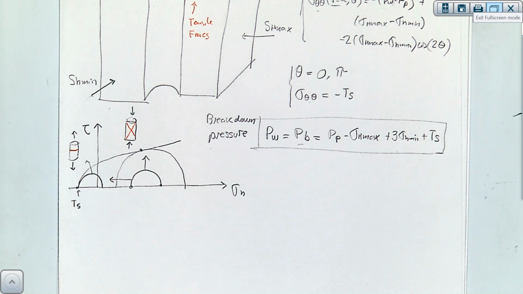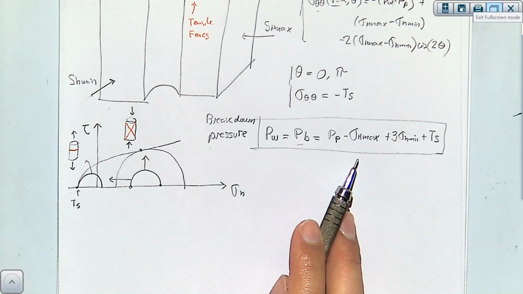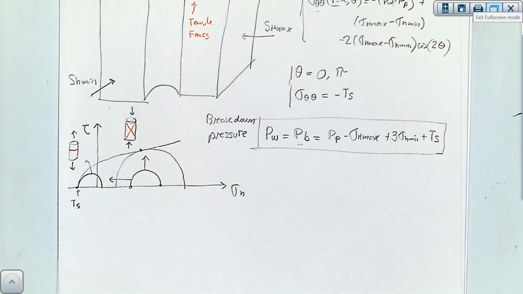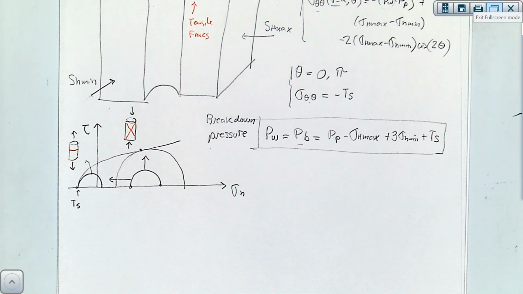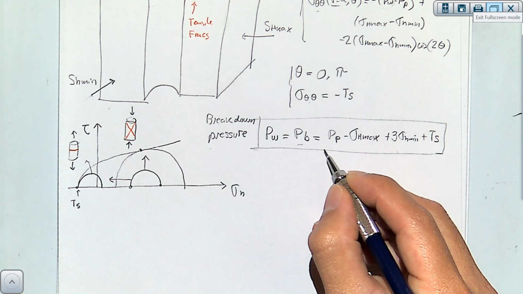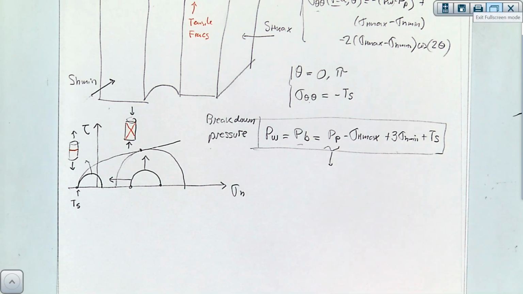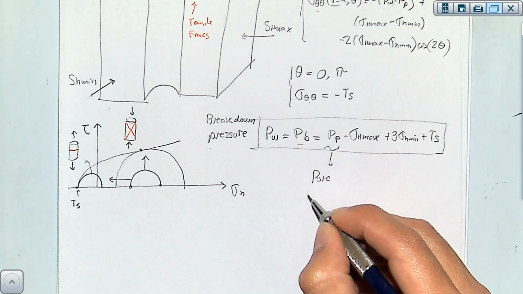Two types of fractures, one in shear, another in tension. Okay, so let's use now this equation in order to predict what will be the breakdown pressure, but we're going to simplify it a little bit. I just want you for now to notice that this breakdown pressure depends on pore pressure.